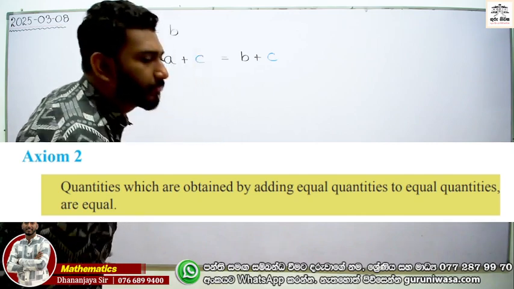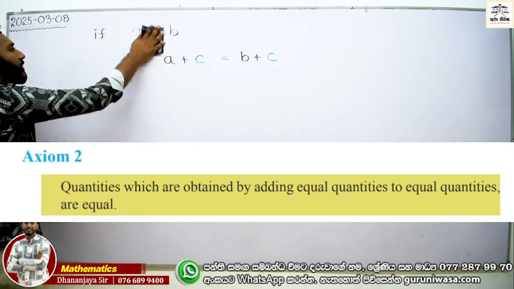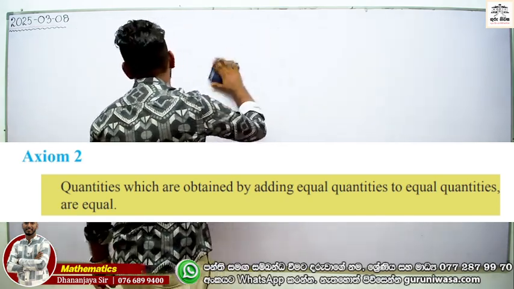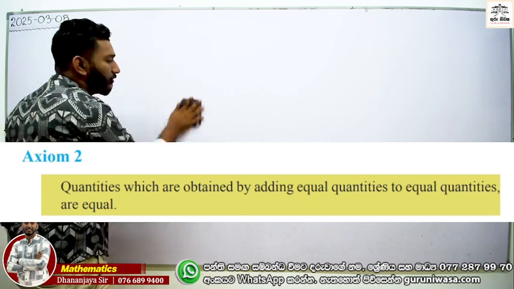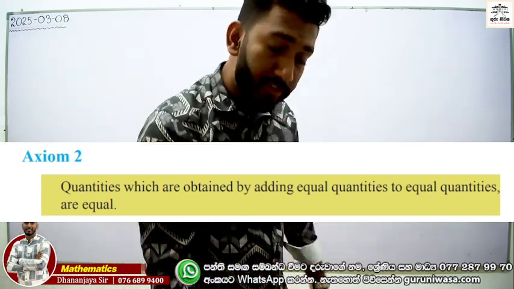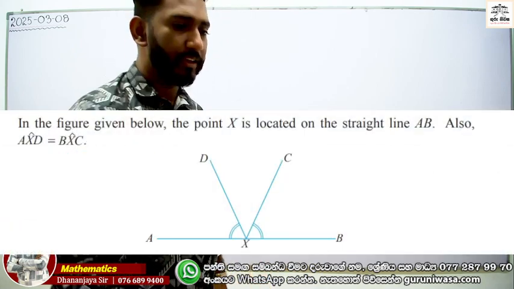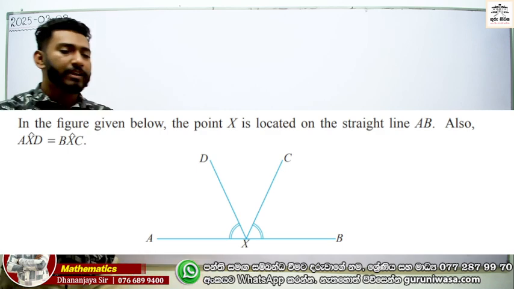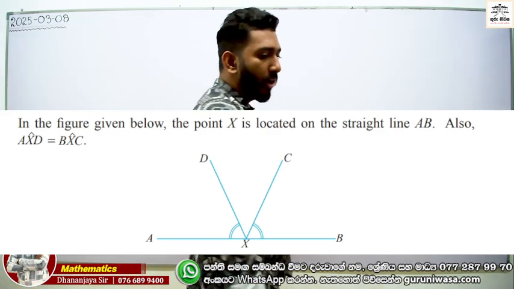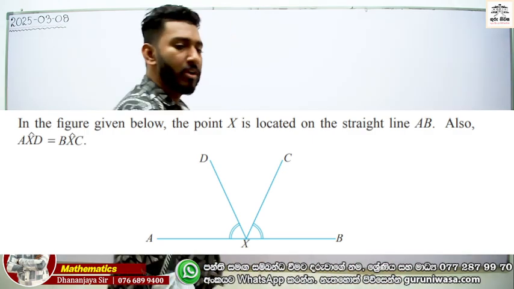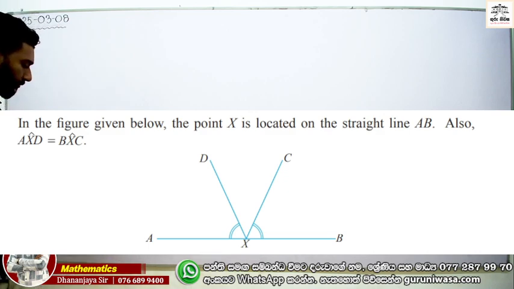Right. Done. I think this one is easy. Now I am going to discuss some examples to prove this axiom related to axiom number two, right? Look at this. In the figure given below, the point X is located on the straight line AB, right?